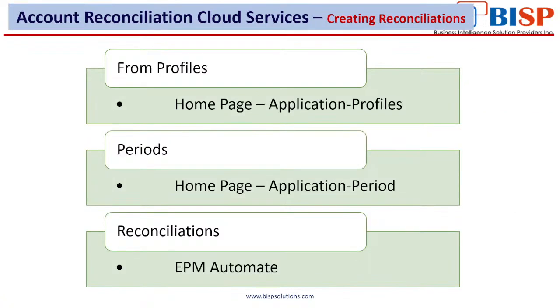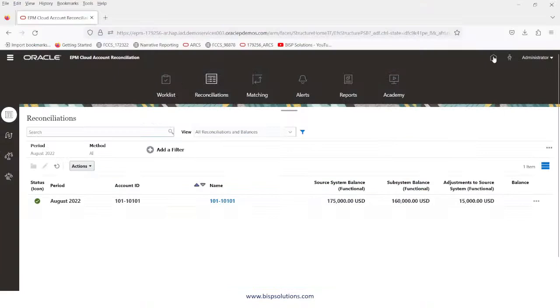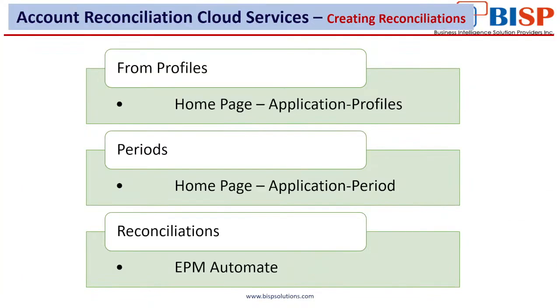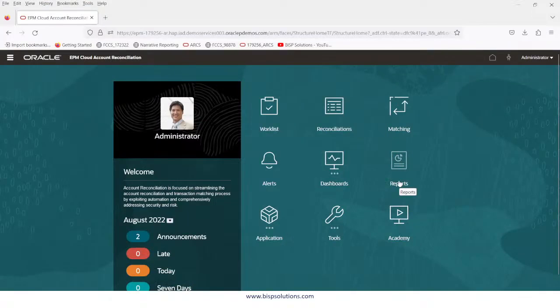Then creating reconciliation, from where we can create the reconciliations. For creating reconciliation we have three options also. We can create a reconciliation from profiles, from period, and from reconciliation EPM Automate. Let's go and see first from the profile section.